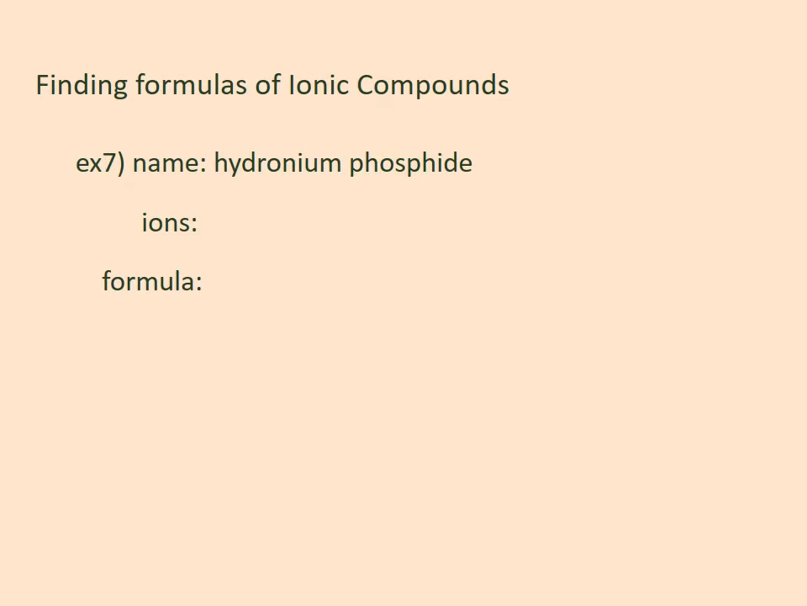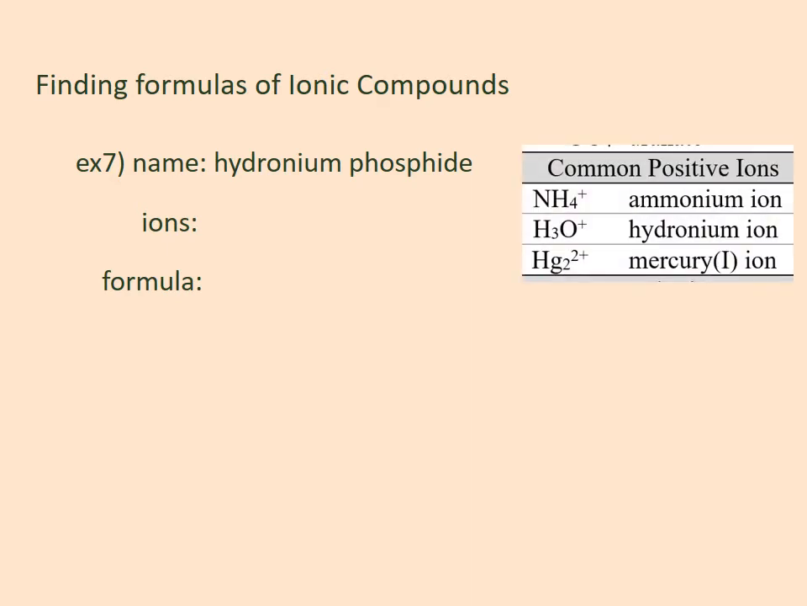Example 7, hydronium phosphide. You can look all over your periodic table, you will not find hydronium, and that's because it's not there. Hydronium is found on a data table titled Common Positive Ions somewhere else on your formula sheet. Make sure you locate where this box is. You will have questions that have ammonium ion and hydronium ion.